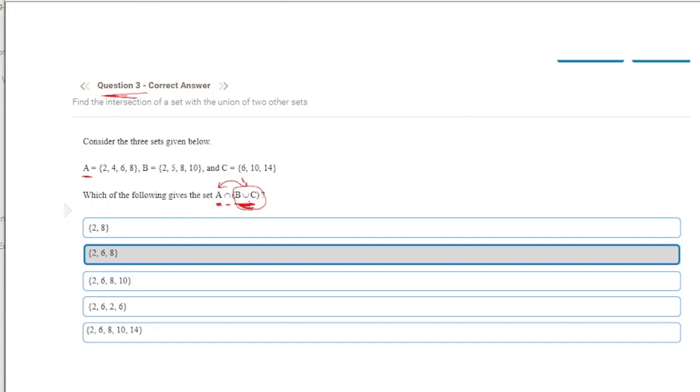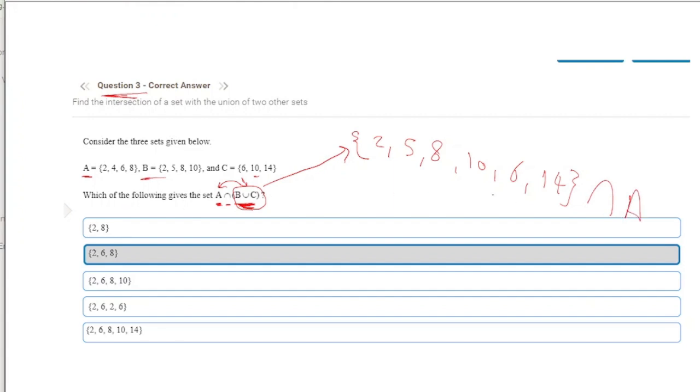So now, B union with C, the set will be 2, 5, 8, 10, 6, 10 is already there, so 14. So this set comes from B union C. Now this set will make an intersection with A.